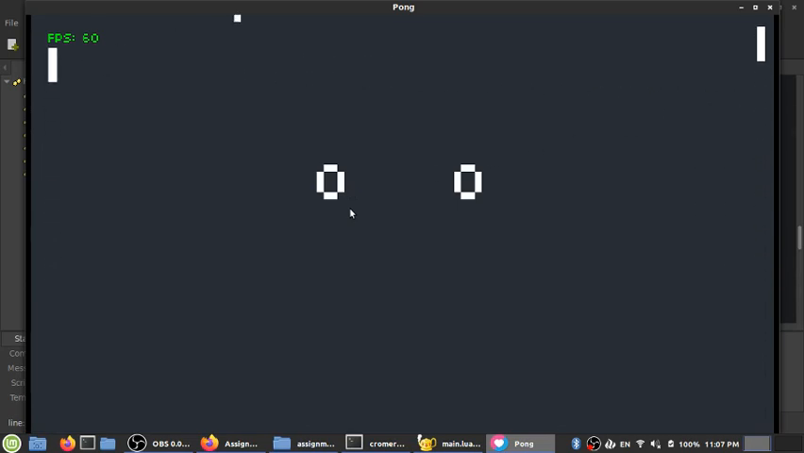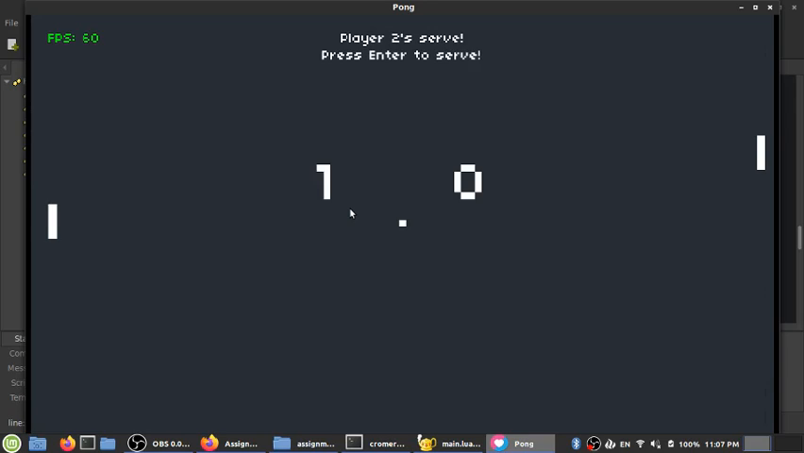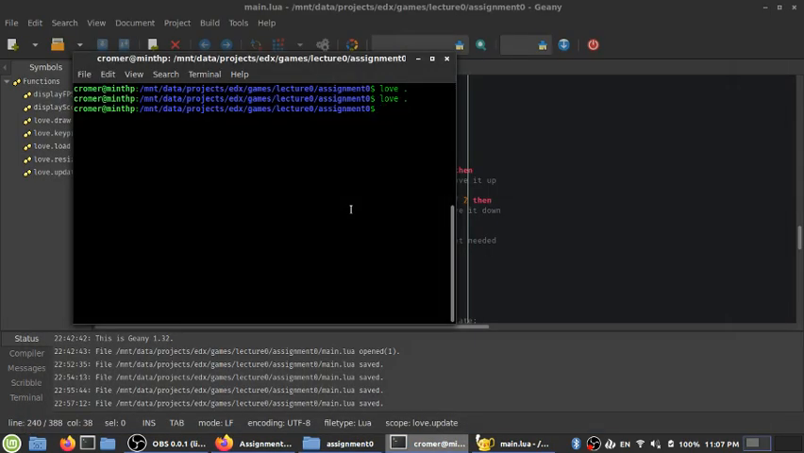Now it's getting really, really fast. And there we go. In this case, it was actually player 1 that won that round. All right, that was very quick. So everything works perfectly. All's good to go.